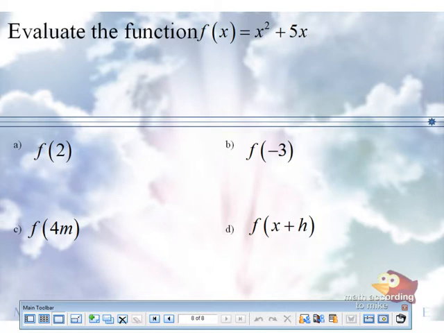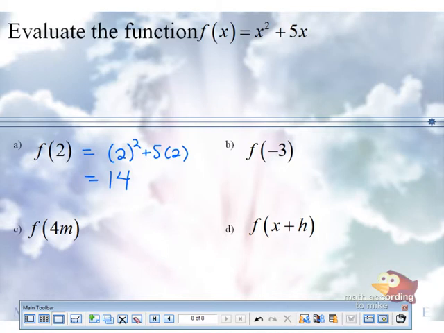So part A, wherever you see an x, you're going to put a 2. So this is going to be 2 squared plus 5 times 2. What is 2 squared? Plus 5 times 2? 10 plus 4? 14.